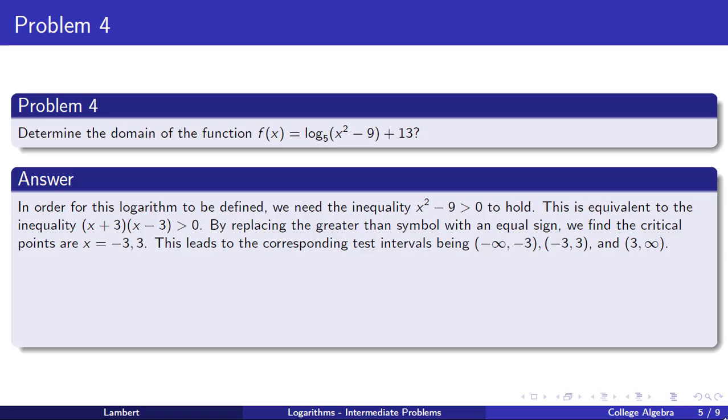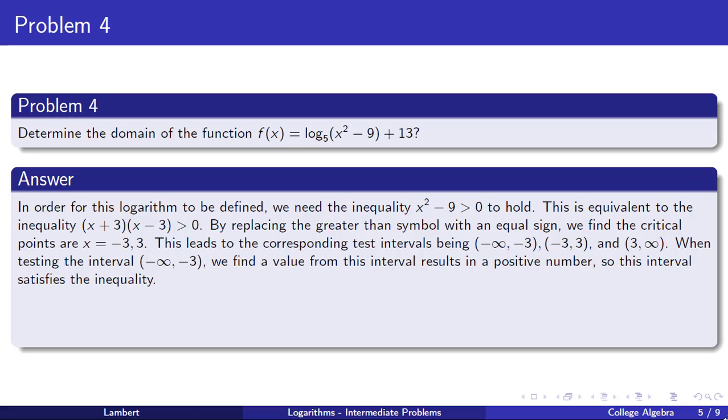And so our test intervals are negative infinity to negative 3. And then our second test interval is negative 3 to positive 3. And our third test interval is 3 to positive infinity. So with these test intervals, all we do is pick a value in there and plug it into our x squared minus 9, which is equivalent to x plus 3 times x minus 3. And so we just figure out if it's positive or negative, and that'll tell us everything in terms of whether or not these are satisfied.